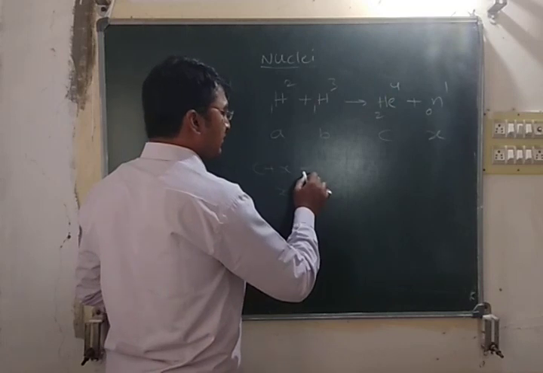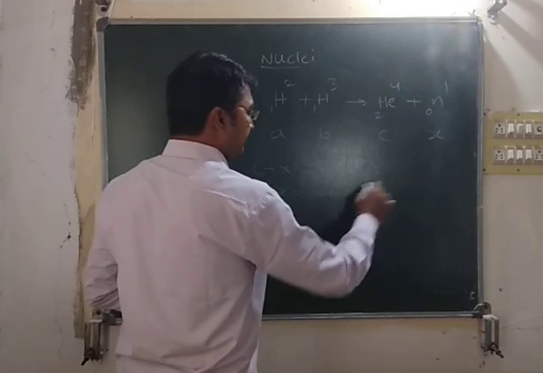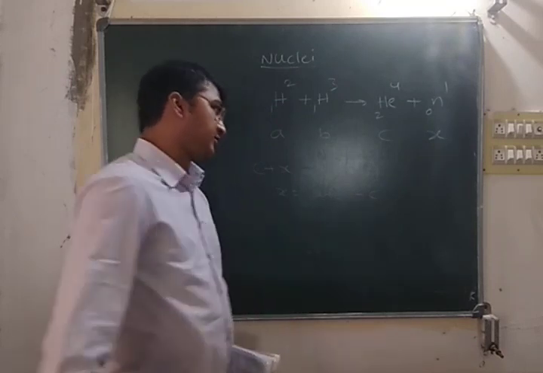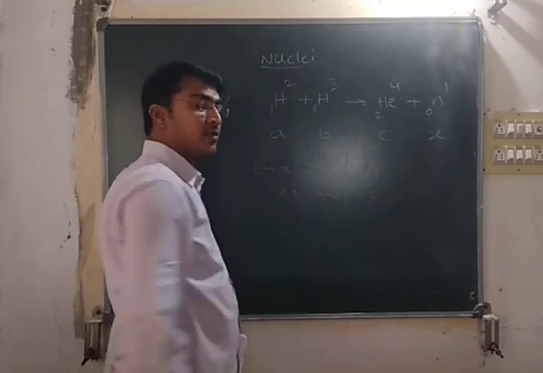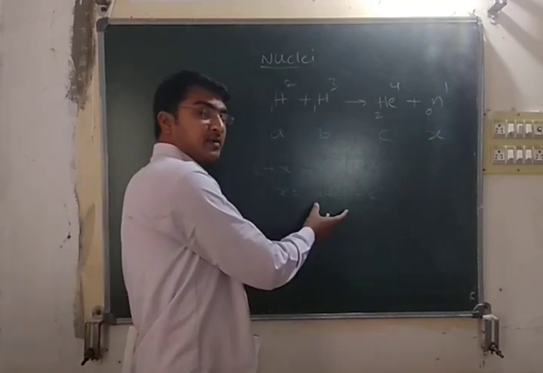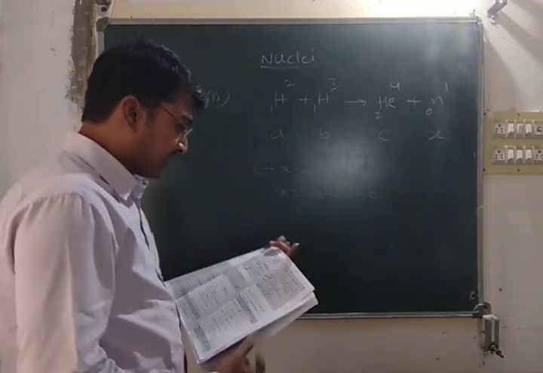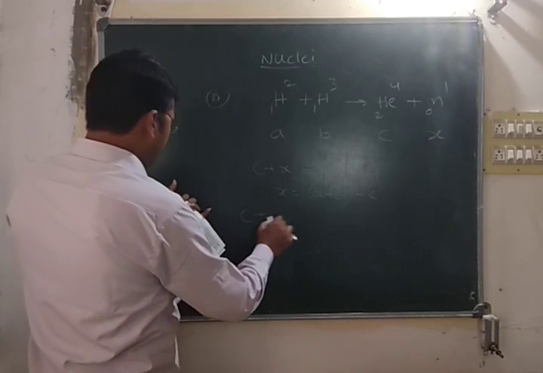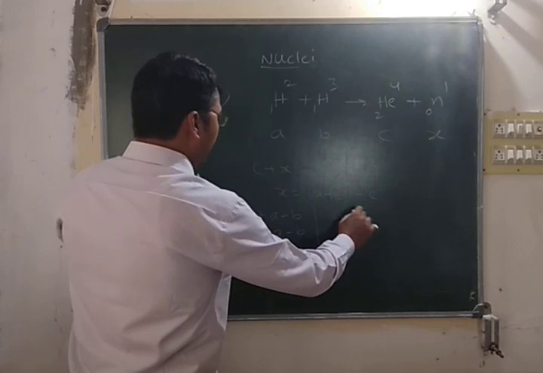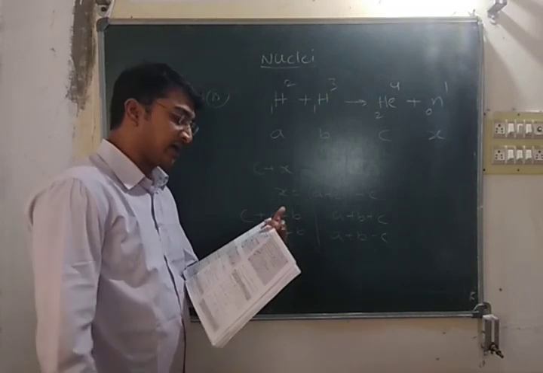X is equal to A plus B minus C. If it is positive, that means it is exothermic, heat is releasing, because excess mass, excess energy is there. If it is negative, it will absorb, that you know. So the options given are C plus A minus B, C minus A minus B, A plus B plus C, A plus B minus C. The energy released in mega electron volts.